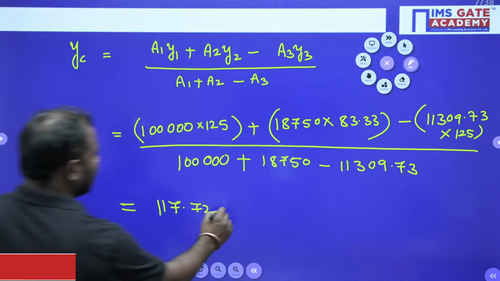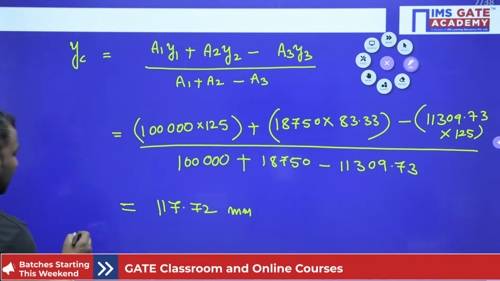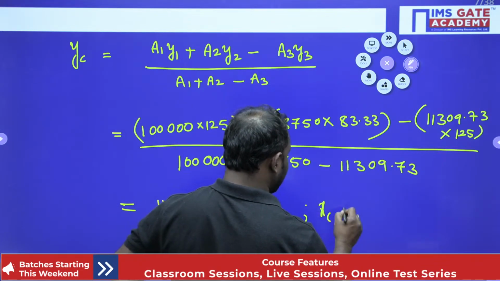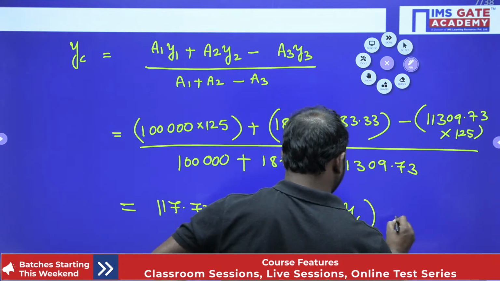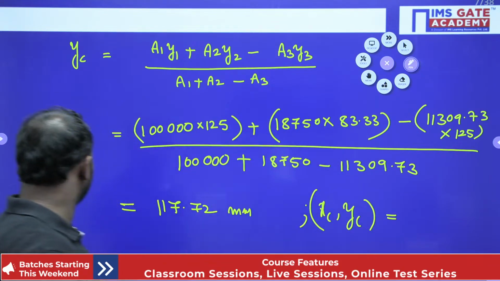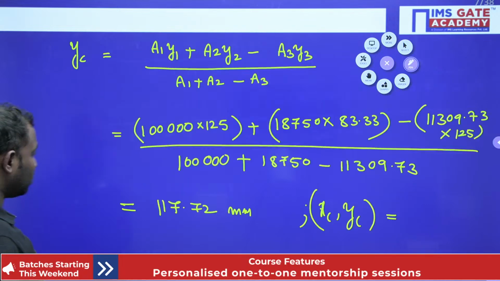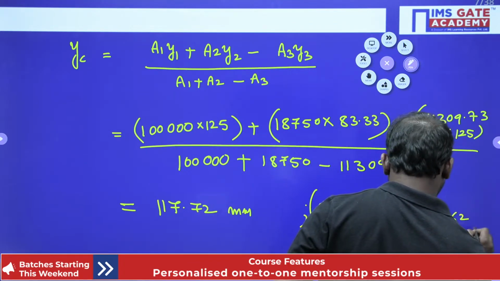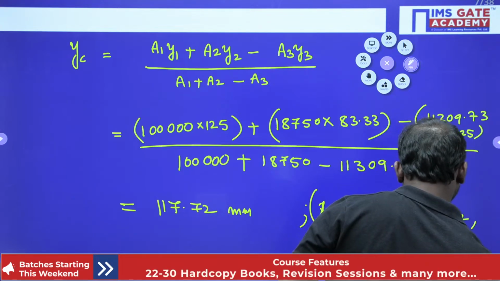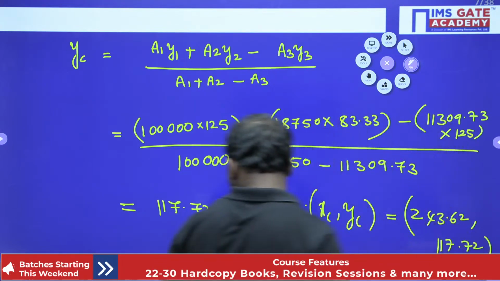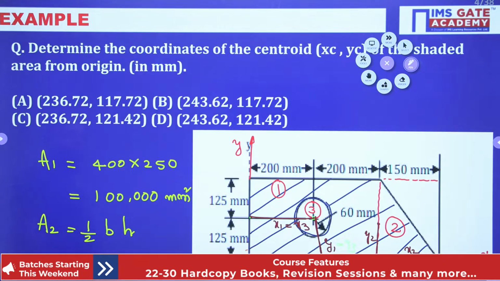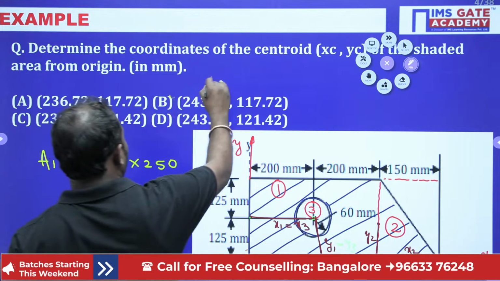117.72 mm. Okay. Now I'll write it here clearly, that is xc comma yc, the centroid of the shaded portion. That is 243.62 comma 117.72, isn't it, guys? Right. Now here, what's your answer? 243.62 and 117.72. This is your answer B.